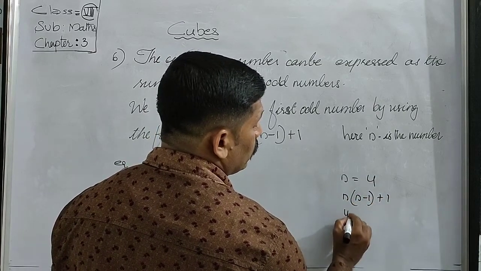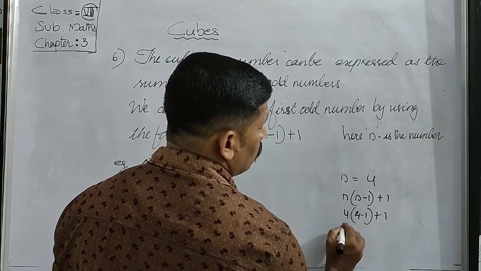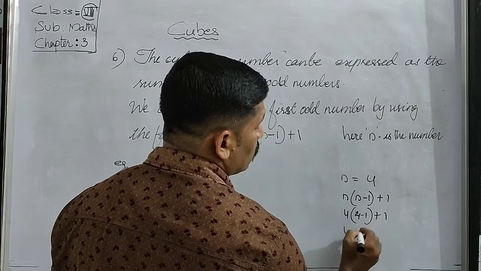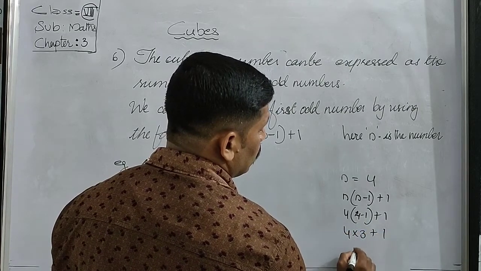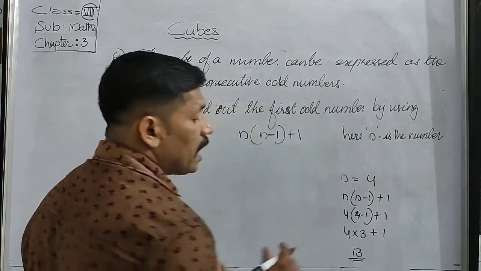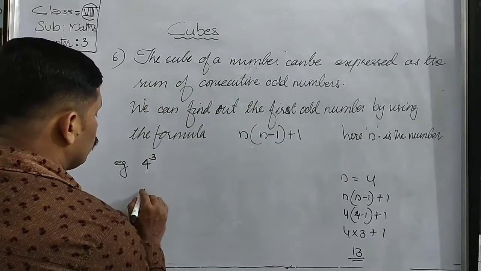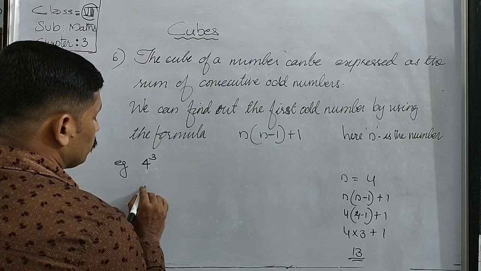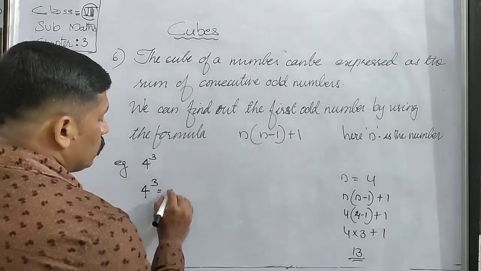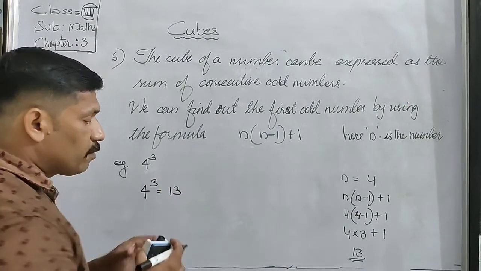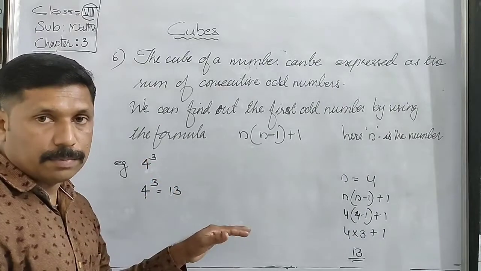So the formula is n into (n minus 1) plus 1. That means 4 into (4 minus 1) plus 1. That is 4 into 3 plus 1, which is 4 threes are 12, plus 1, 13. So the first odd number to be added is equal to 13. So we can express this 4 cube as 13 and the next odd numbers. Starting from 13, the next 4 continuous odd numbers we want to add, because 4 cube means 4 odd numbers we want to add.